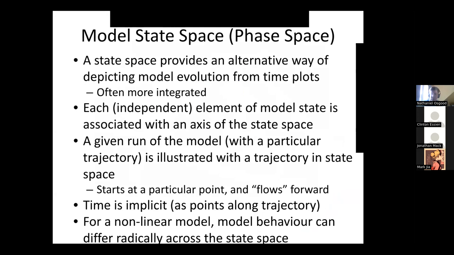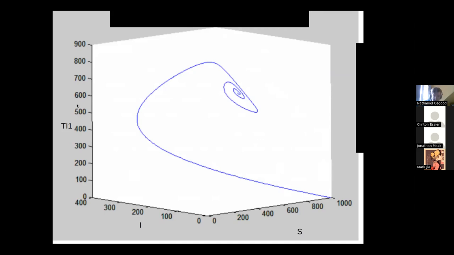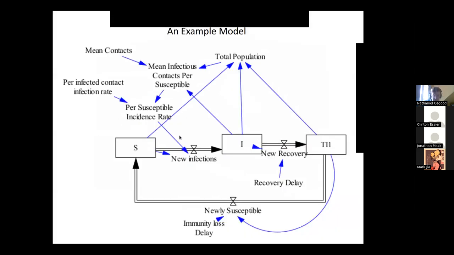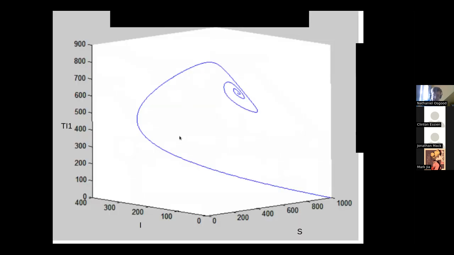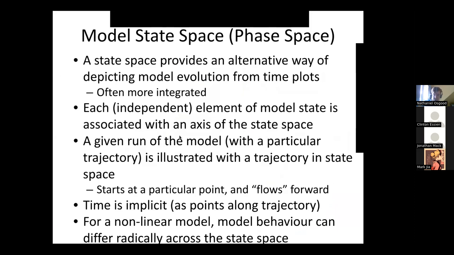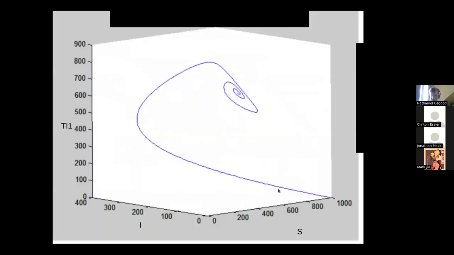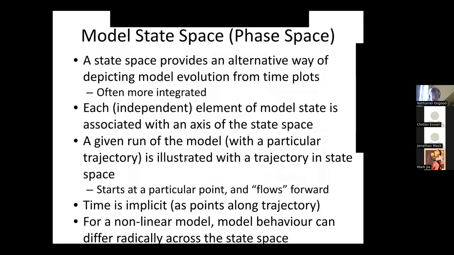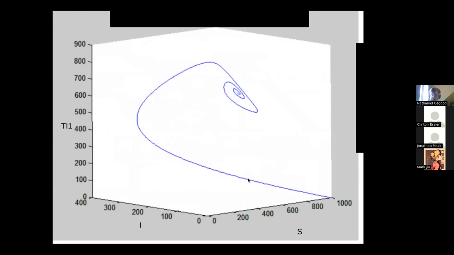It's different from a time plot, but it depicts system behavior over time, not just for one variable, for all three of these variables, right? Which happen in this case to be the three stocks of this diagram. But you can build these diagrams, and we do build these diagrams with gusto, with empirical data. An evolution of the model or an evolution of the system in the external world is associated with a trajectory in the state space.